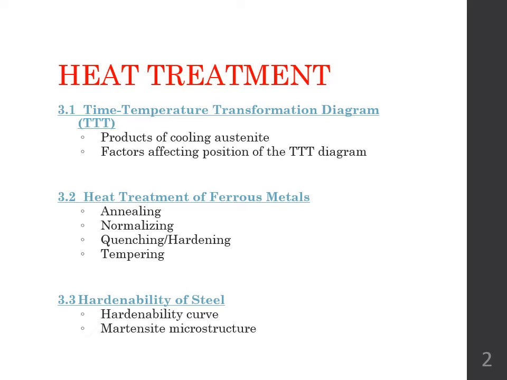In 3.2, we shall learn about the heat treatment of ferrous metal. There are a few heat treatments that are important in this subchapter, such as annealing, normalizing, quenching or hardening, and lastly, tempering. And in subchapter 3.3, we shall learn about the hardenability of steel.